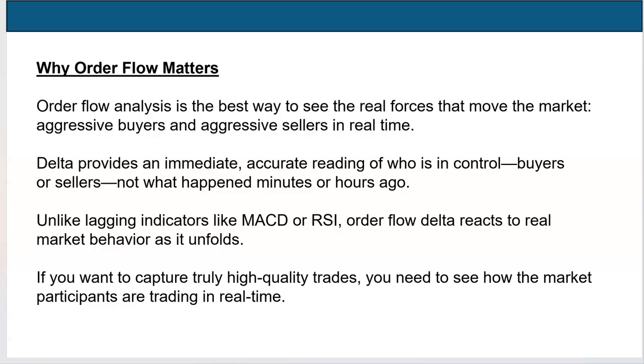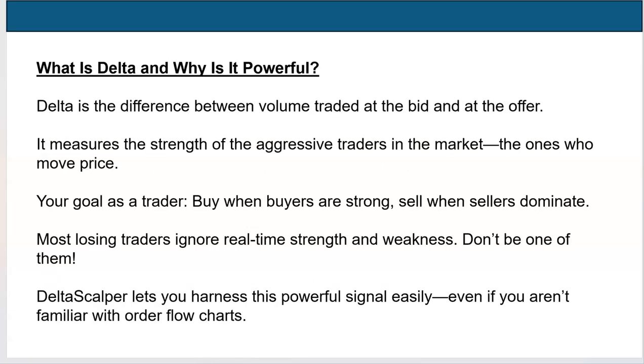So if you want to capture truly high-quality trades, you need to see how the market participants are trading in real time. Now, Orderflow Delta, as opposed to Options Delta, right? Don't get the two mixed up. Options Delta is completely different than the Orderflow Delta. Orderflow Delta is the difference between the volume traded at the bid and volume traded at the offer. It measures the strength of the aggressive traders in the market, the ones who move price. And your goal as a trader is to buy when buyers are strong and sell when sellers dominate. Most losing traders ignore real-time strength and weakness. Don't be one of them.